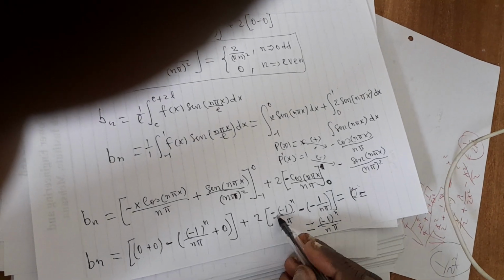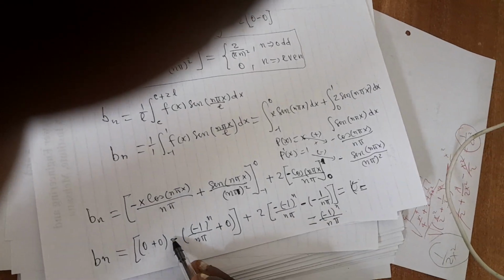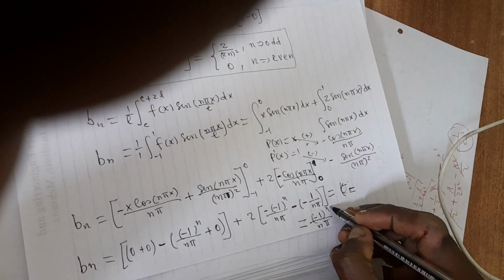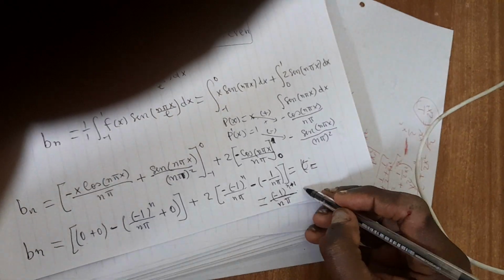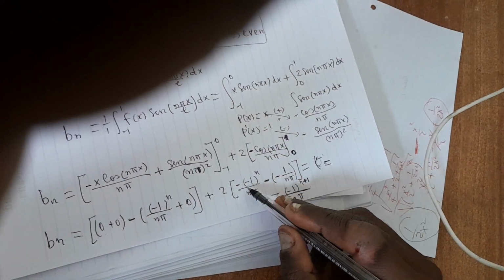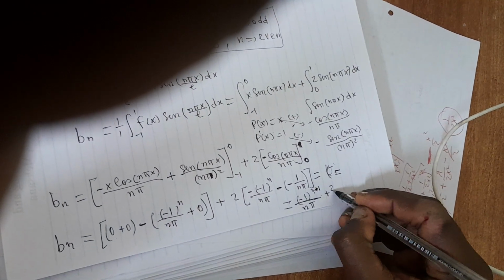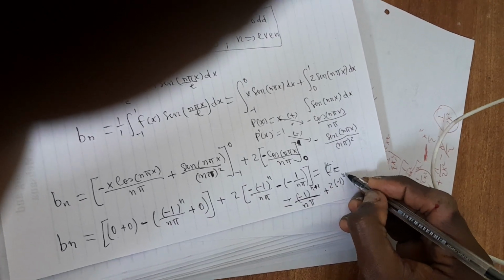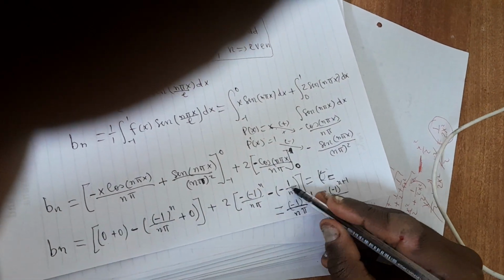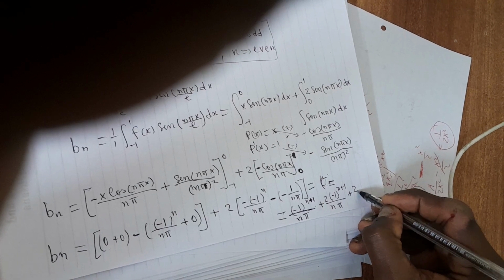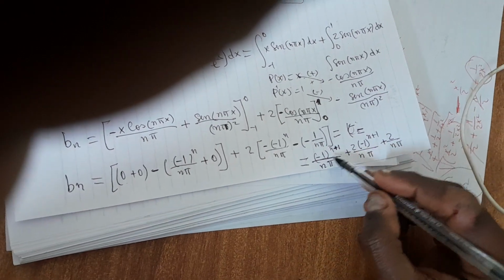Then here, what will I get? This and this, from here, minus 1, and minus 1 to the power n plus 1. Okay, yes, that is right. Now, from the next, what will I get? Here also, I will get 2 minus 1 to the power n plus 1. I'll get plus 2 minus 1 to the power n plus 1 upon n pi. And for the third term, it will be plus, I'll get plus 2 upon n pi. Okay, as you can see here, this is Bn.